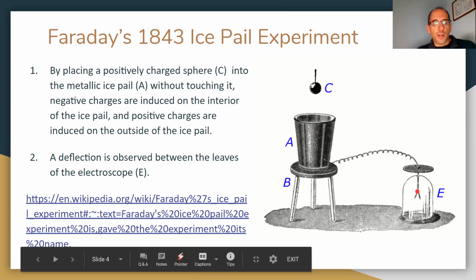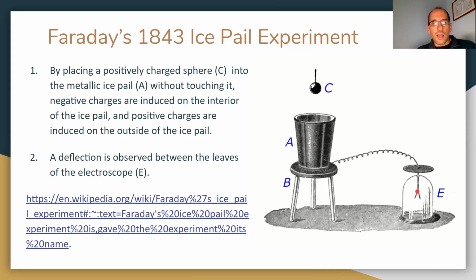So these experiments confirmed the phenomenon of electrostatic induction. Charged objects cause an electric field to arise. That electric field has an influence on other metallic objects, and Faraday confirmed this by experiment.